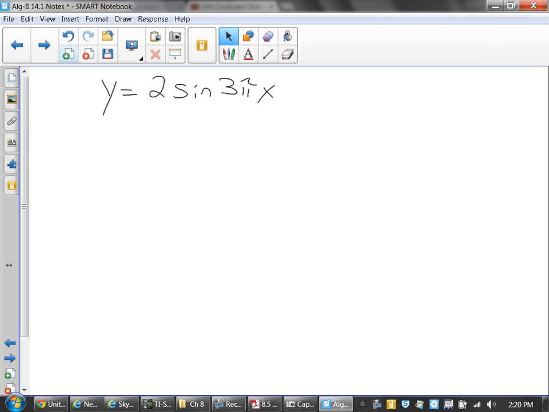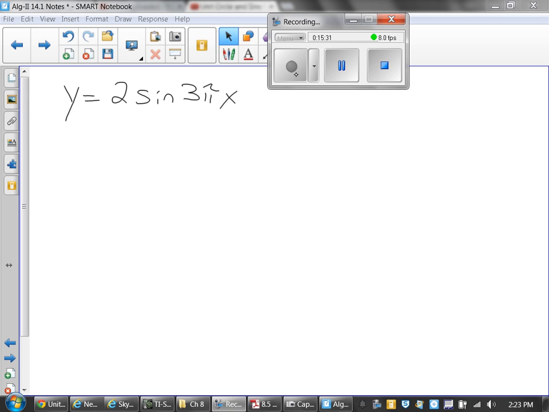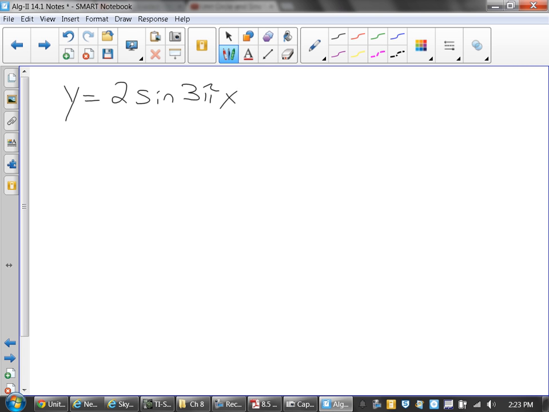All right, graph that. Like I said, most of this stuff shouldn't be horribly scary. Your A value is 2. Your B value is 3 pi. That means your amplitude is 2. Your period is 2 pi over 3 pi, which is 2/3.